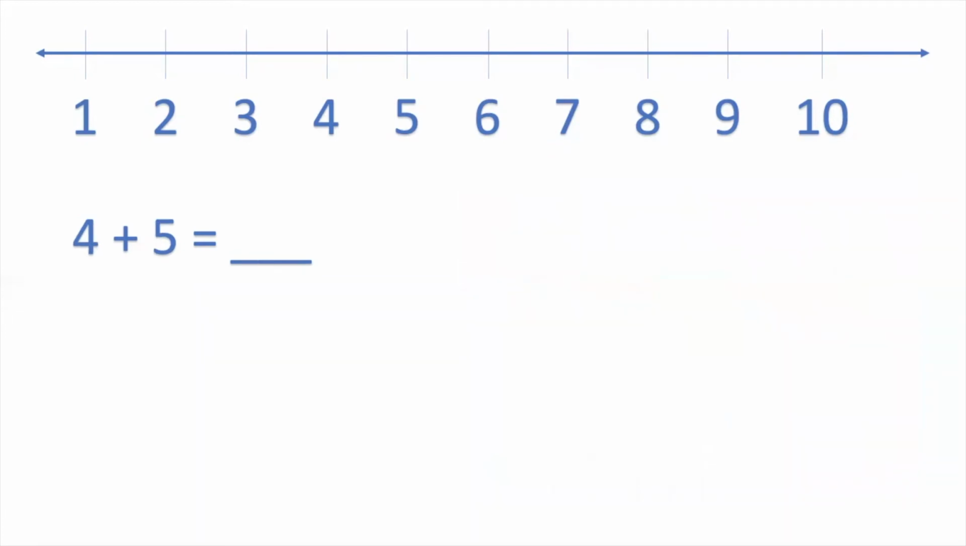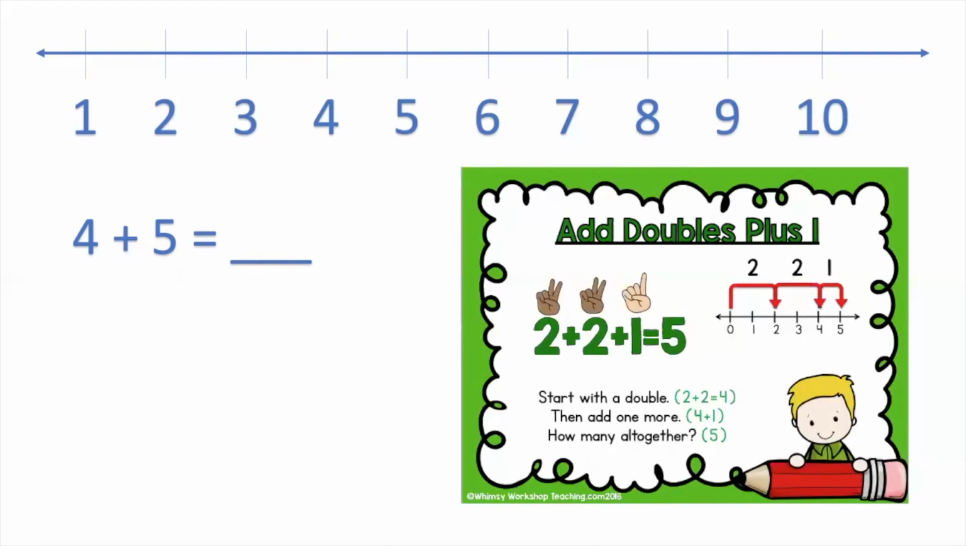Last one, 4 and 5 are next to each other on the number line. So I can add doubles plus 1. Remember, I look for the smaller number. Which one is the smaller number? That's right, 4. I'm going to keep that in the number sentence like this.